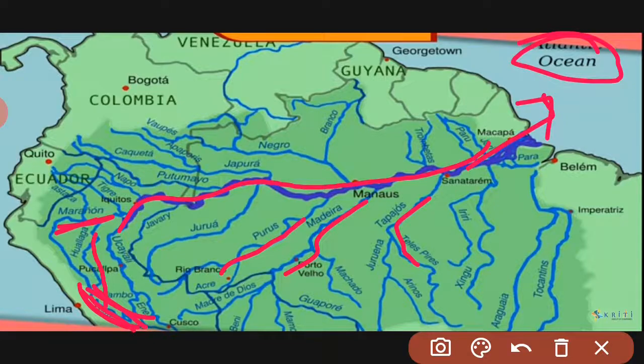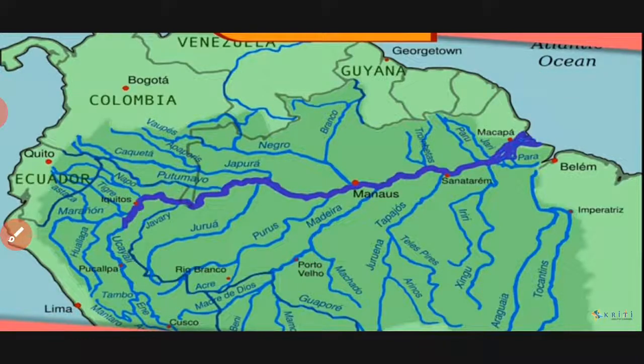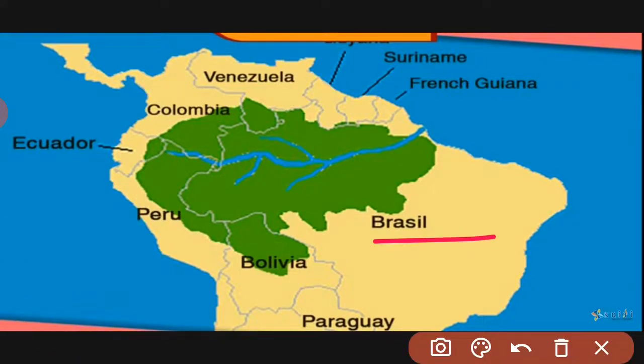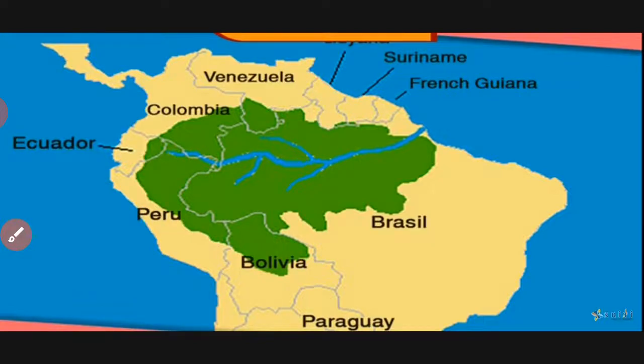The vast alluvial plains of the Amazon basin have been formed by the sediments brought by the Amazon River and its tributaries. This drainage basin covers half of Brazil, parts of Bolivia, Peru, Ecuador, Colombia and Venezuela. All these are countries. Now let us move on to the climatic conditions of Amazon basin, which is in the tropical region.